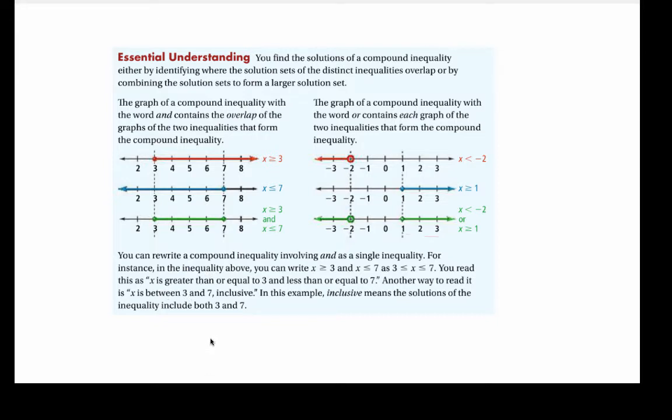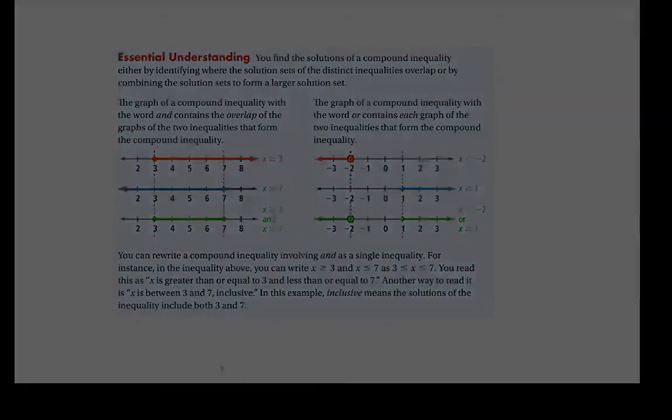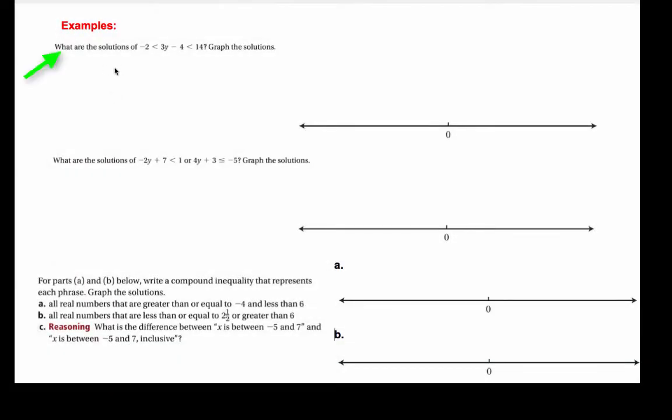Okay? And like I had mentioned before, another way to read it is x is between 3 and 7, inclusive. And recall, the word inclusive means if you're talking about 3 and 7, you're including 3 and 7 in that solution set. So some examples. What are the solutions of -2 < 3y - 4 < 14? Graph the solutions.